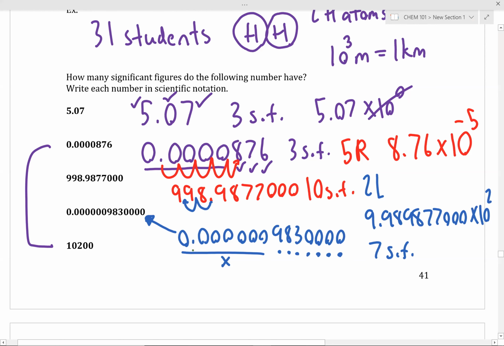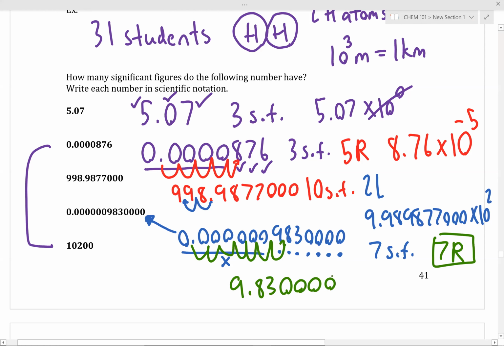Okay, so we have to move our decimal point to the right. 1, 2, 3, 4, 5, 6, 7. So we're moving our decimal point 7 spaces to the right. So we have 9.830000 times 10 to the -7th. We're dealing with a very small number. Does that make sense to everyone?